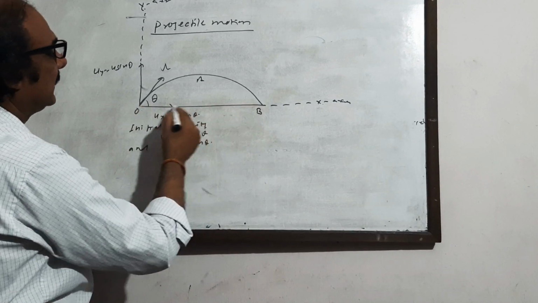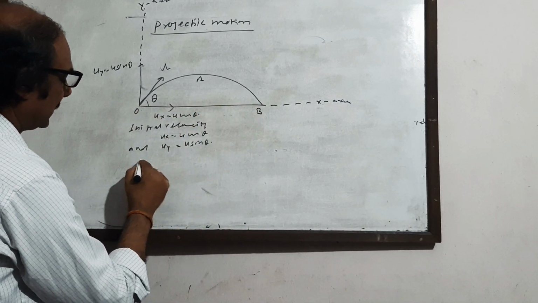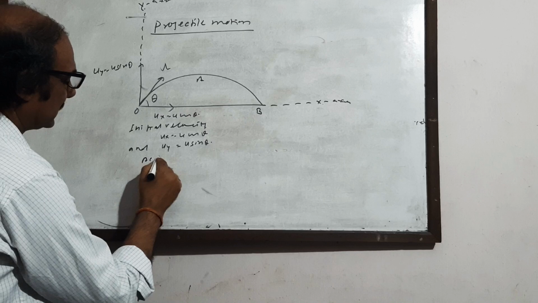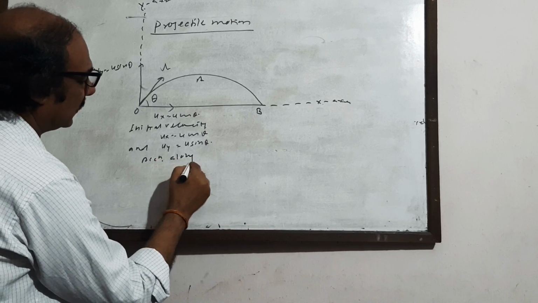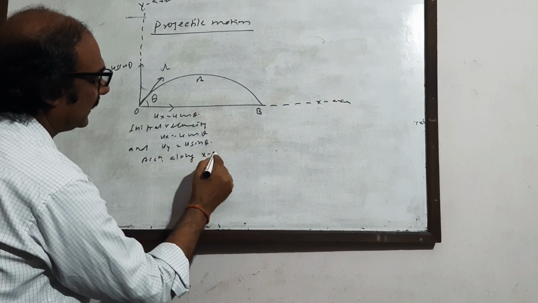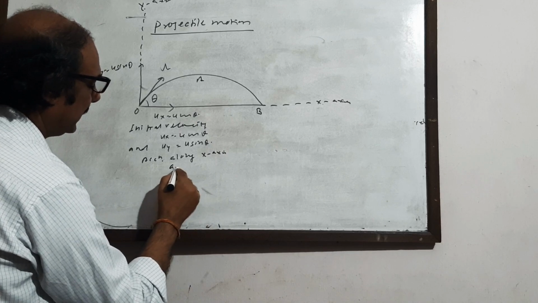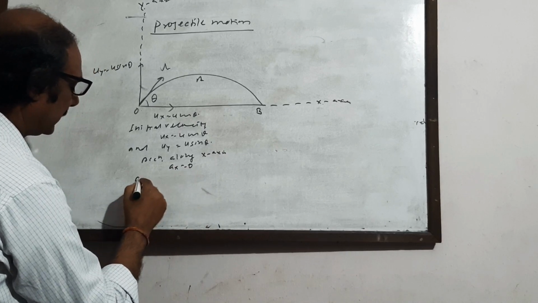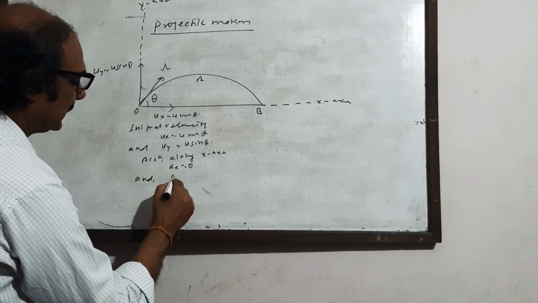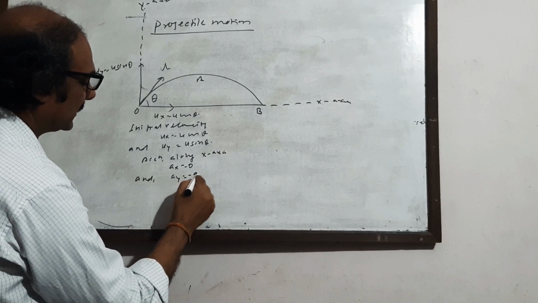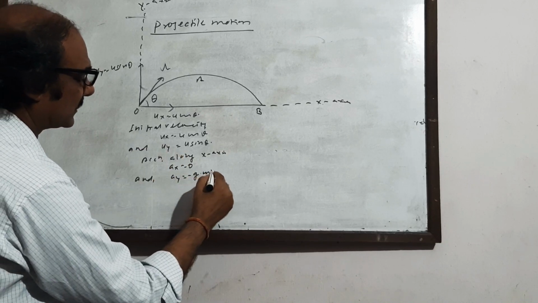Now the acceleration along the x-axis. Acceleration along the x-axis, ax equals 0, and acceleration along the y-axis is minus g meter per second square.